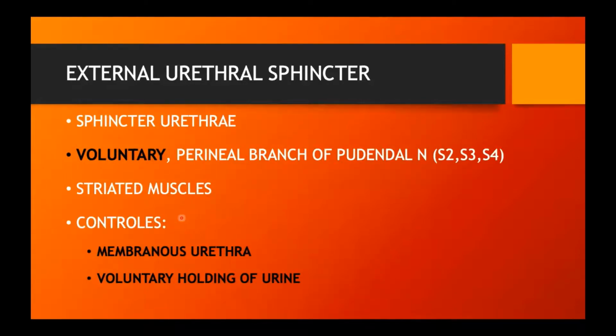The external urethral sphincter, also known as the sphincter urethrae, is voluntary in action, supplied by the perineal branch of the pudendal nerve, that is from the S2, S3, and S4 segments, and it is formed by striated muscles, and it controls the membranous urethra and helps in voluntary holding of urine.